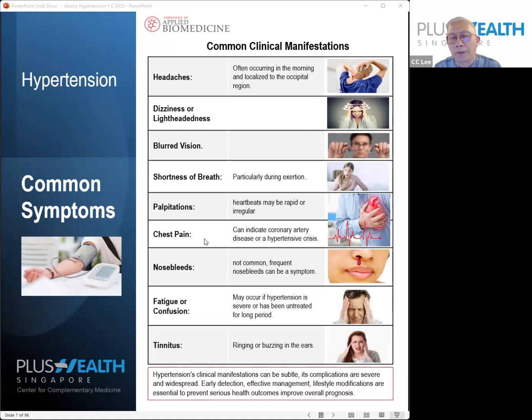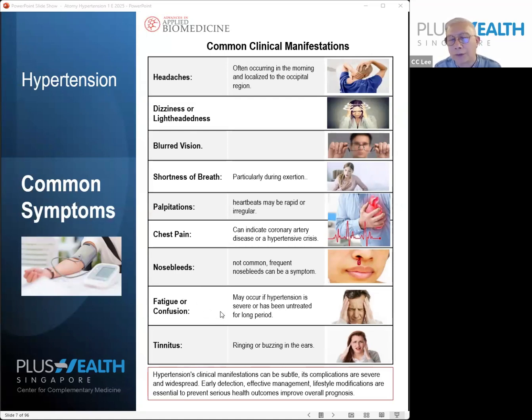Anyway, if you are suffering from chest pain, then it has actually become a crisis already, because chest pain very often indicates a sign of heart attack. So this is more of an acute symptom already. Nosebleed is not common, but it does happen. And if you have hypertension, do be careful. Because of the nosebleed, just check whether you are suffering from any hypertension issue itself.